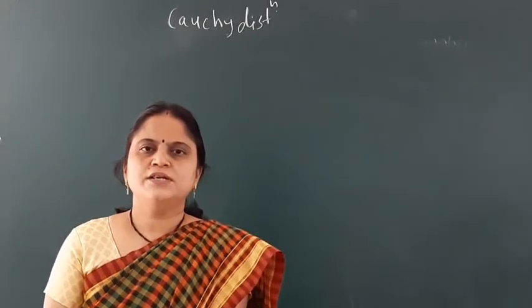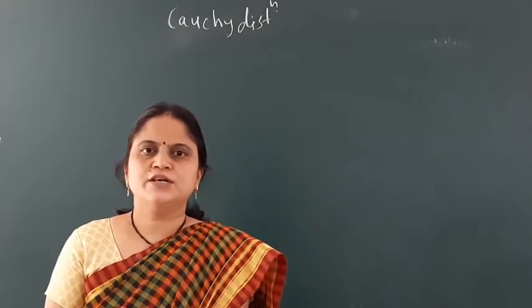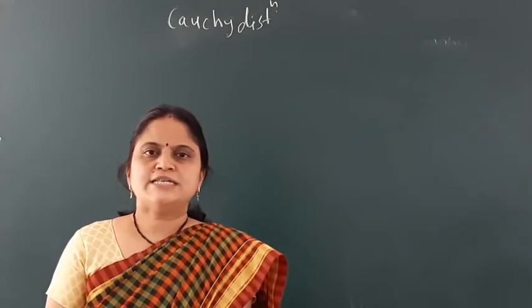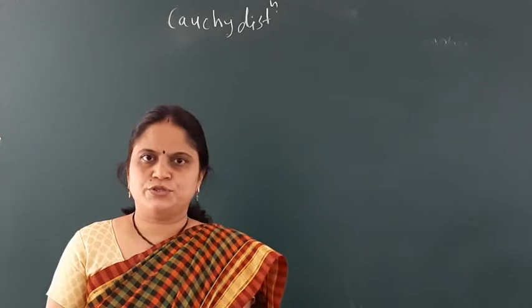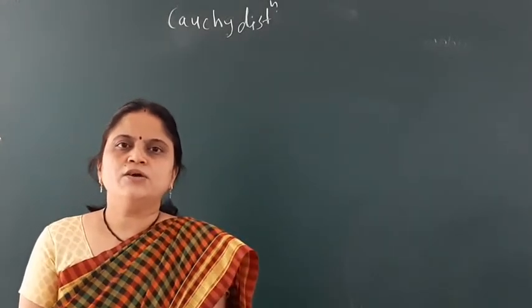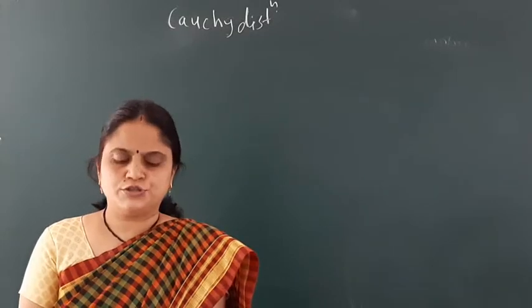From BSc third year, first topic: univariate continuous probability distributions. In this topic, there are a total of 8 distributions. Out of these 8 distributions, the third distribution is the Cauchy distribution. This is my second lecture on the Cauchy distribution. In this lecture, let us see one property or one problem of the Cauchy distribution.